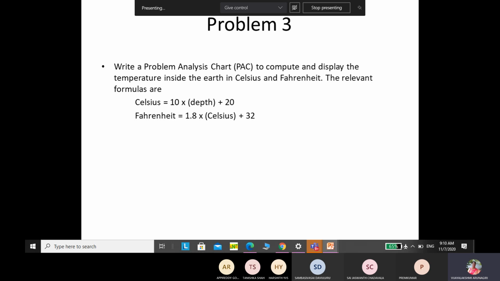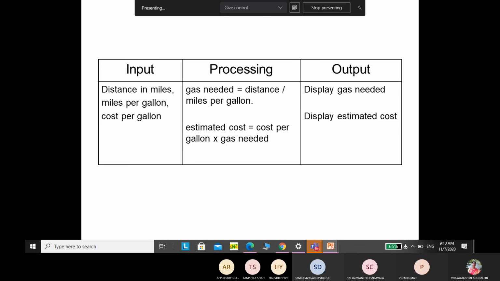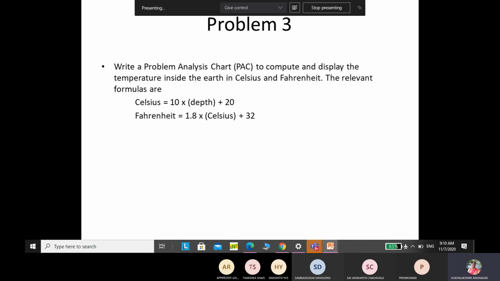Please do this problem once again. Please copy these two problems. I'll break for 5 minutes. Okay. This problem, one more problem I'll give. Copy this problem.